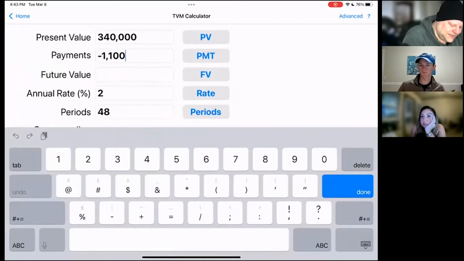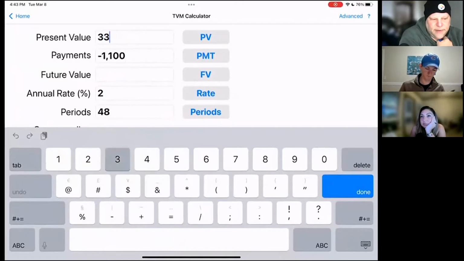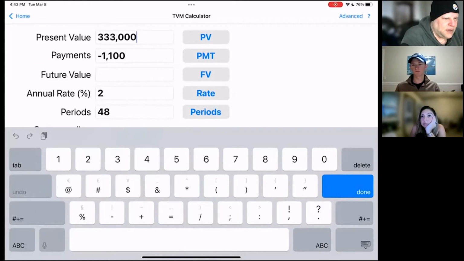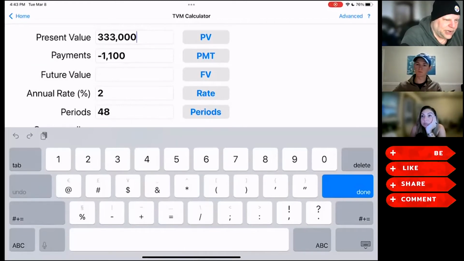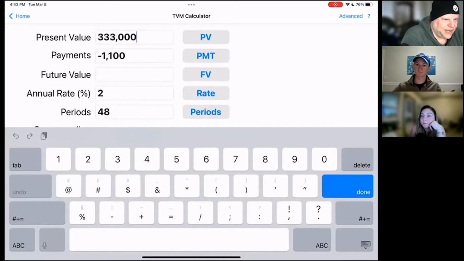And let's look at maybe reducing our principal balance by, let's say, $7,000. So let's make our present value 333. And we can do that in a couple of ways, can't we? We could just drop the price that we're offering, or we could add more to our down payment.